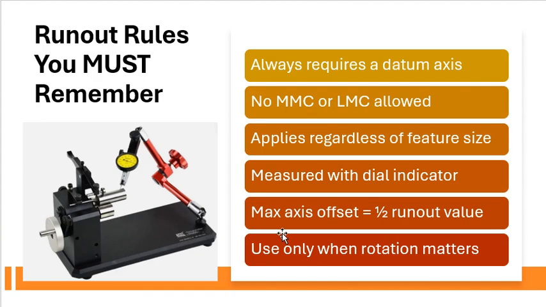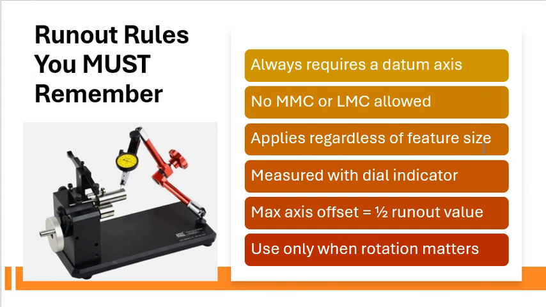Runout rules you have got to remember. Runout does not use material condition modifiers. So don't use MMC or LMC. Students often try to add the MMC by mistake. Don't do that. In your CMM, you forget and then you go and click on the MMC. Don't do that. That is wrong. The datum axis is mandatory. Do not forget, your runout always requires the datum axis. Without rotation, runout makes no sense, so apply it only to those parts that can rotate.